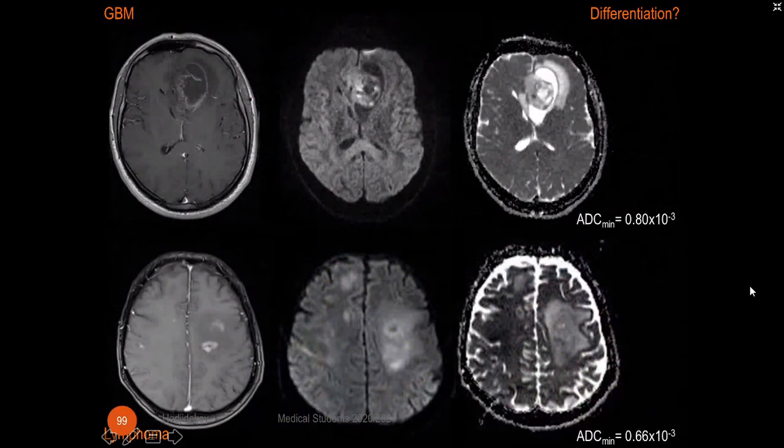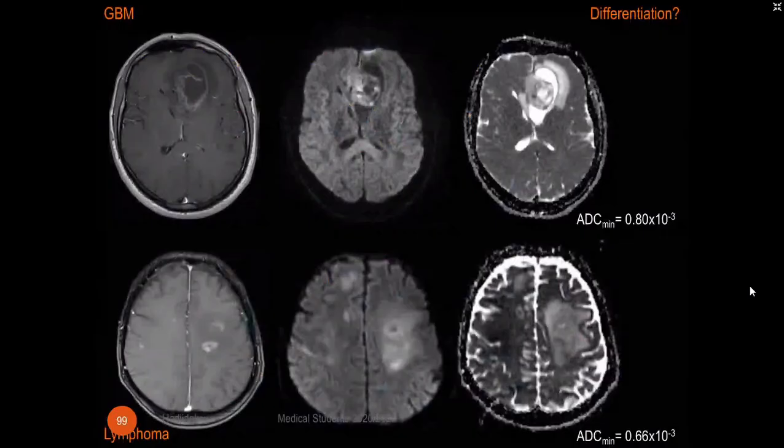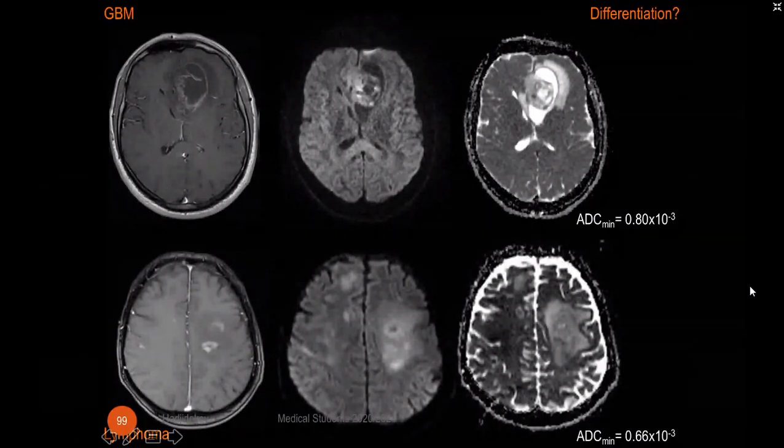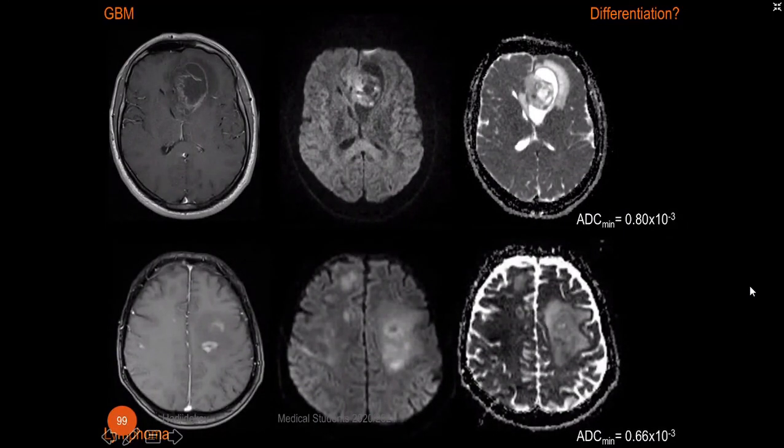Another example for a different location of glioblastoma multiforme, here in the falx cerebri, slightly on the left side. And what will be the differential diagnosis? We should sometimes rely on the ADC maps for that. This is an example of glioblastoma multiforme because the calculated ADC values are not so high, less than 1.